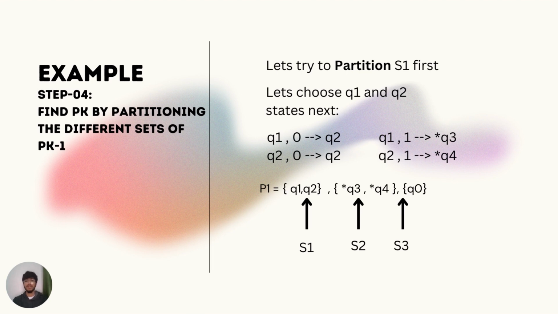But there still remains Q2, and we have to find out whether it will be in a set with Q1 or with Q0. So let's choose Q1 and Q2 next. Q1 on the input of 0 goes to the Q2 state, and Q2 on the input of 0 goes to the Q2 state. Hence, they both go to the same state. Moving on, for the input of 1, Q1 goes to the Q3 state and Q2 goes to the Q4 state. That is, they both go on to states that are in the same set. So Q1 and Q2 will remain in the same set, whereas Q0 will get its own set. Shown here, in S1 we have two sets now: set 1 with Q1, Q2, and set 3 with Q0.